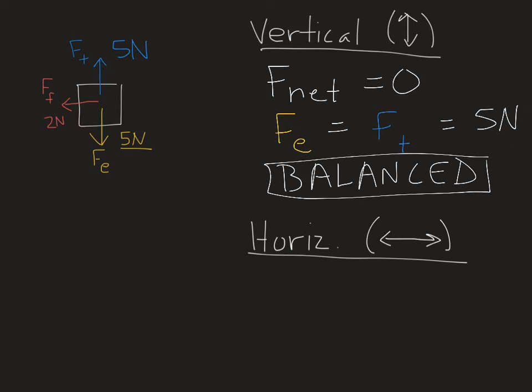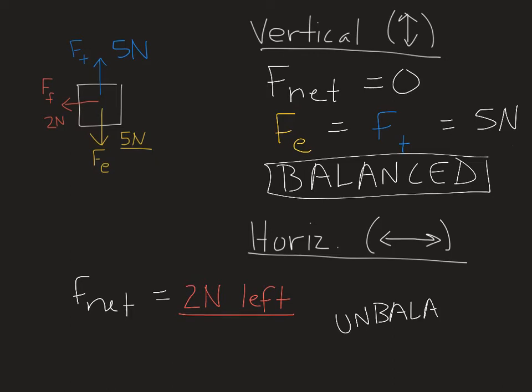Now what about in the horizontal direction? Well, in the horizontal direction, we know that F net equals 2 newtons to the what direction? Left. We know that F net is 2 newtons to the left. And so in this case, the forces are not balanced. They are unbalanced in the horizontal direction. And that's okay. It's okay for the forces to be balanced in the vertical and unbalanced in the horizontal.